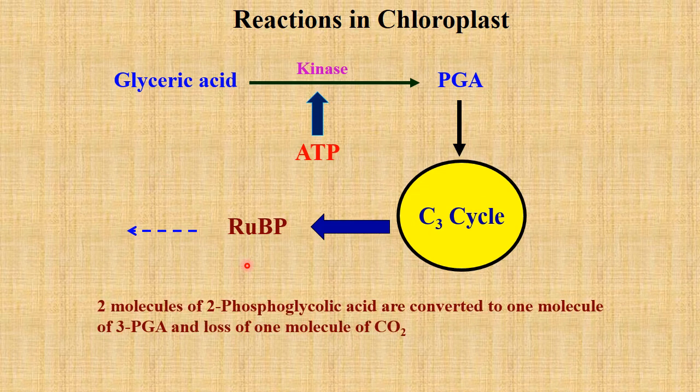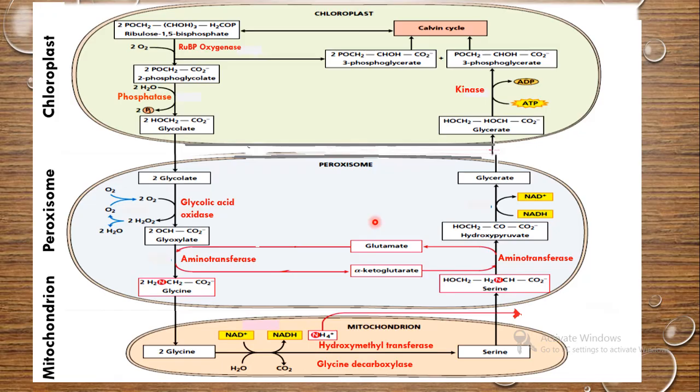So overall, here the two molecules of phosphoglyceric acid are converted into one molecule of 3-phosphoglyceric acid and loses one molecule of carbon dioxide. Here the energy is also consumed in the form of ATP and NADPH. This is the overall view about photorespiration process.